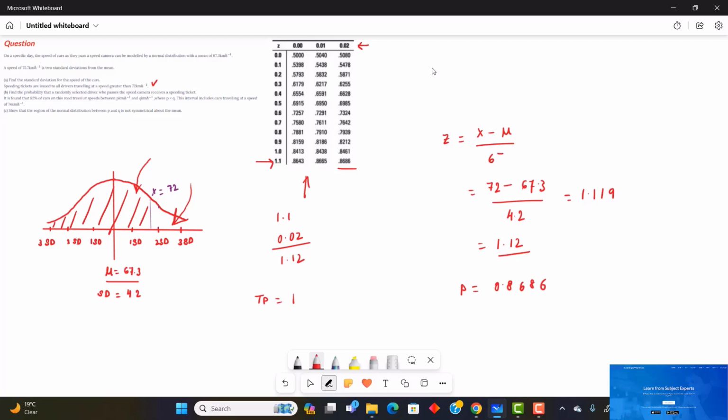which is given as 1 minus p. So the actual probability is 1 minus 0.8686. You can again use a calculator to find what's the value. It comes out to be 0.1314. So this over here represents the probability that speeding tickets are issued to drivers traveling at a speed greater than 72 kilometers per hour.